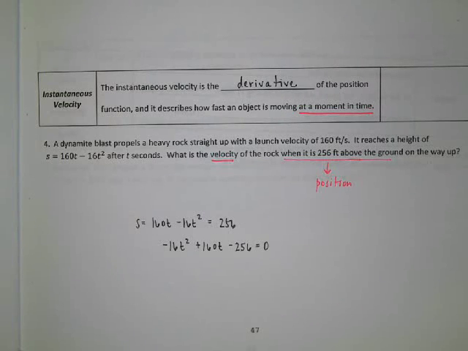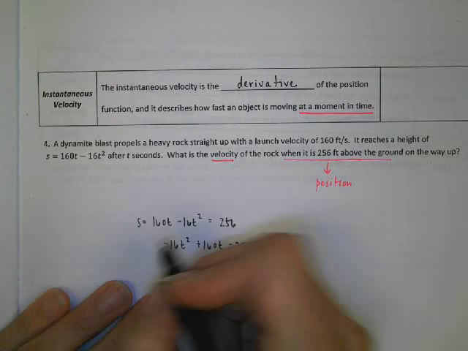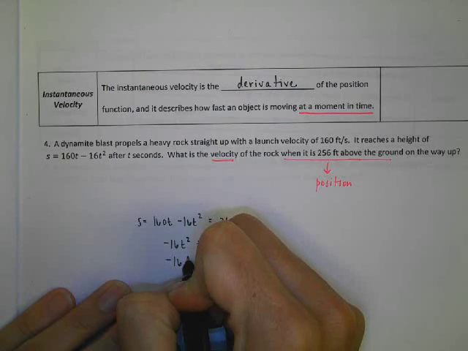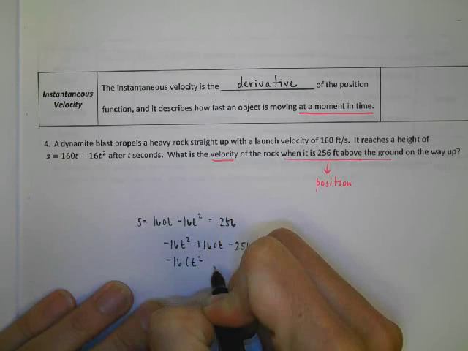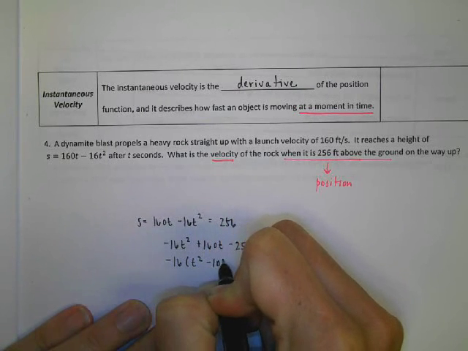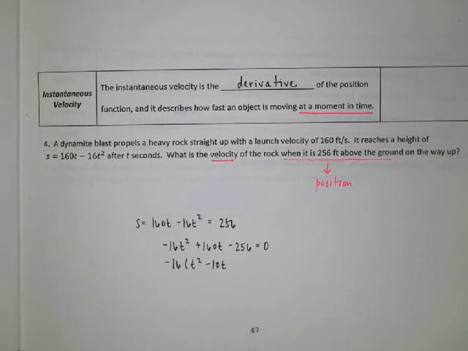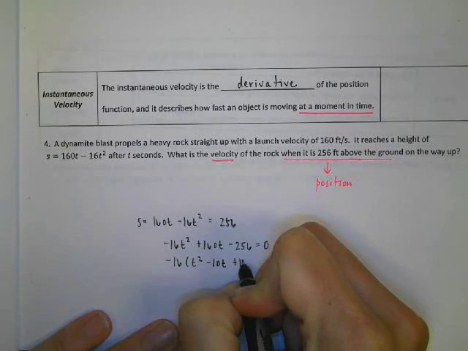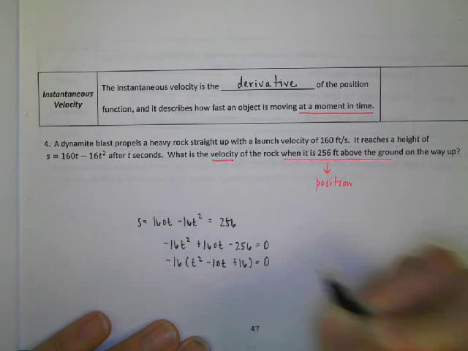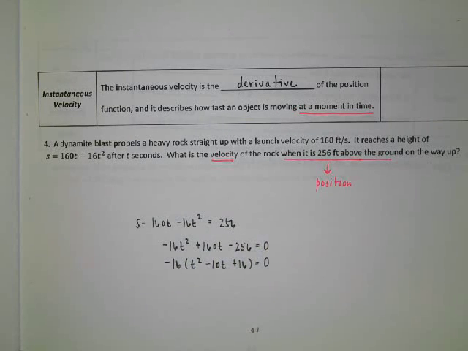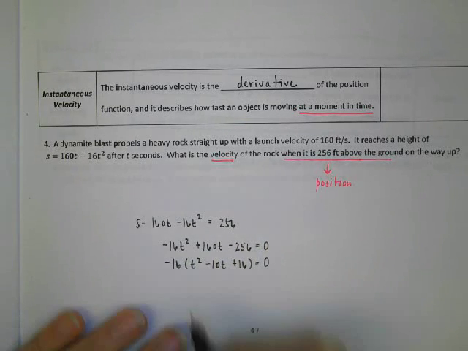And before I try to factor this, I'm going to go ahead and factor out a negative 16 out of all of these terms. So now I have t squared minus 10t plus 16. And now that trinomial looks like something that's pretty easily factored.